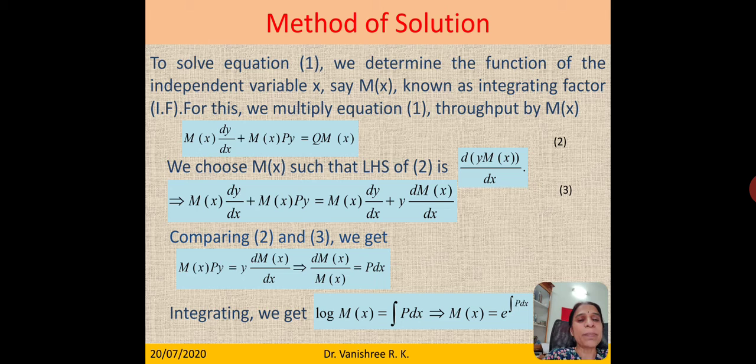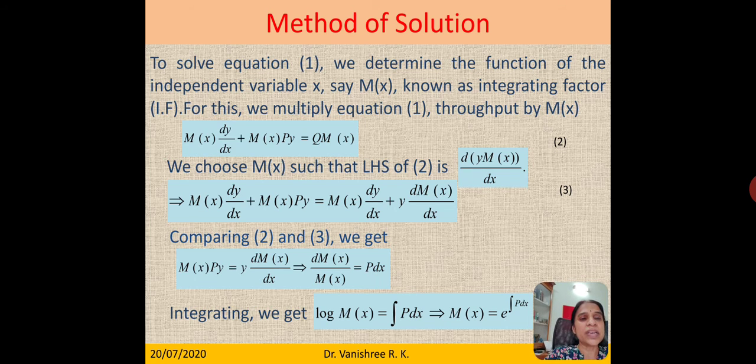You can simply rearrange and write it as dm of x by m of x is equal to p dx. Why is this? Because you can see that y is common on both sides. Hence, you get dm of x by m of x is equal to p dx. What we have done here is take the terms which contain m to one side and all the other terms to the other side.